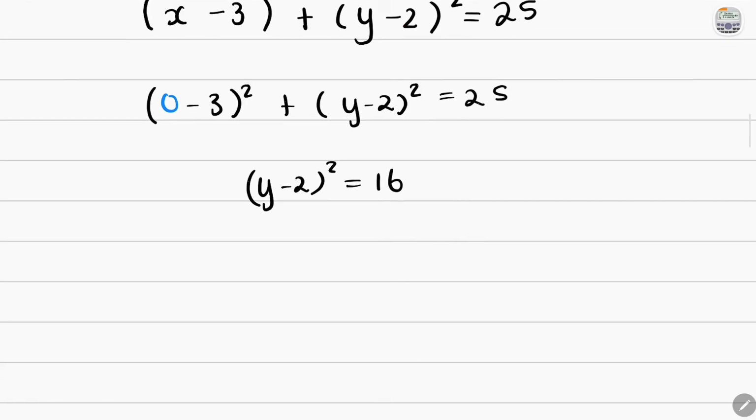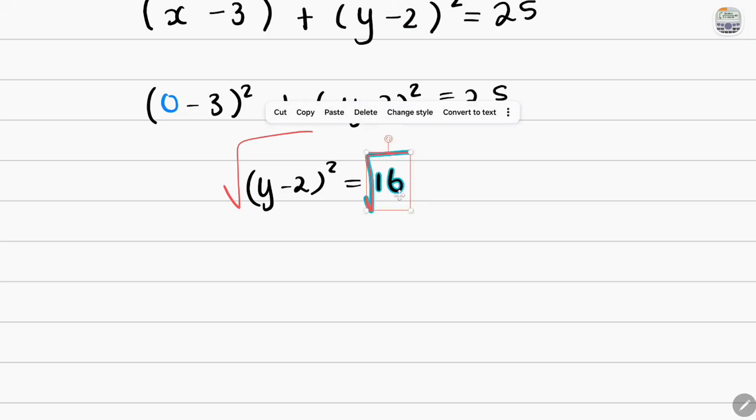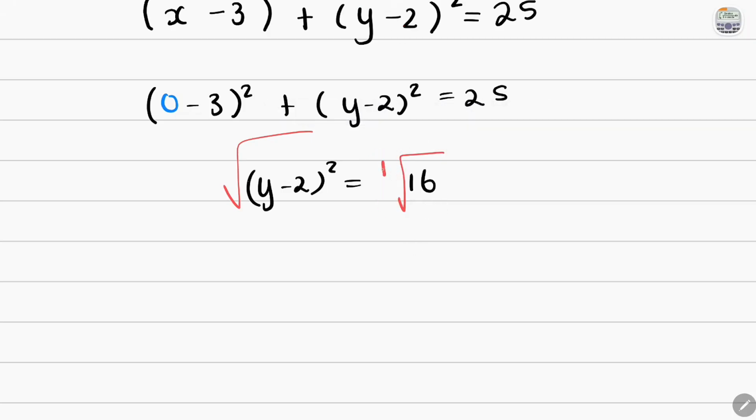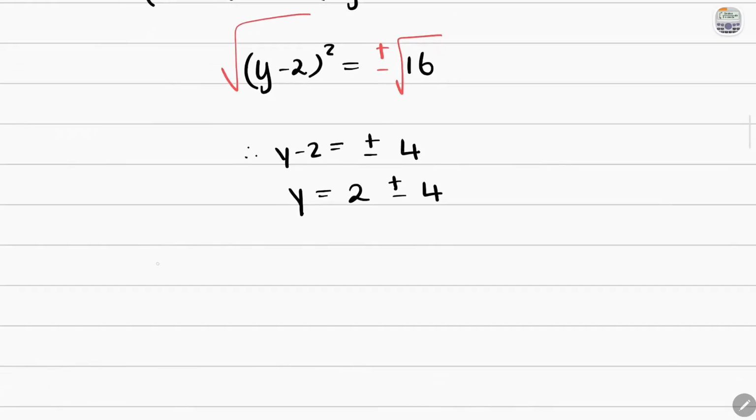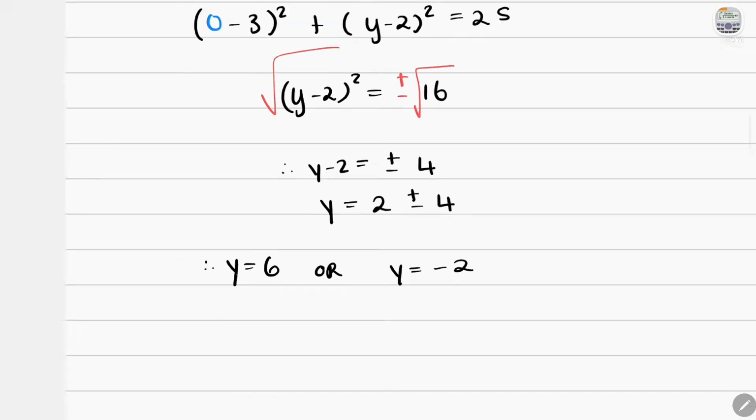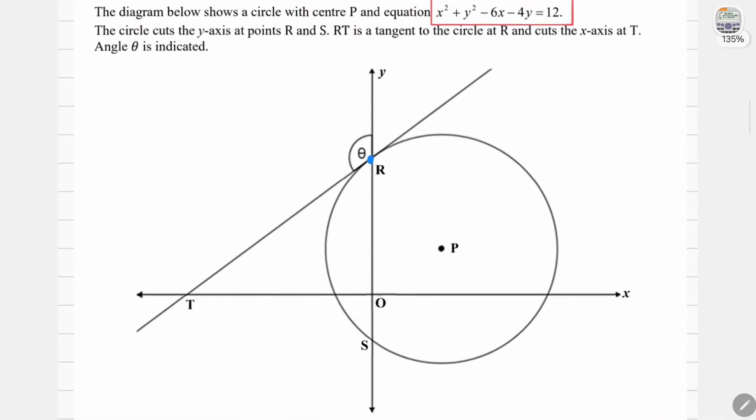Then to solve for y, we square root both hand sides. But this is an equation, so you need to consider the positive and the negative solution. Therefore, y minus 2 is equal to positive or negative 4. Then transpose the negative 2, y is equal to positive 2 plus minus 4. And so y is either equal to 2 plus 4, which is 6, or y is equal to 2 minus 4, which is negative 2. Okay, so 6 or negative 2.